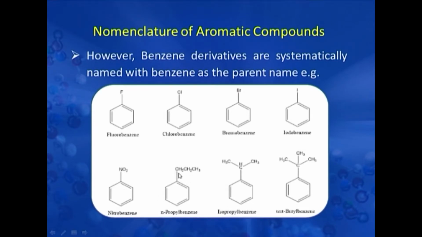Similarly, when an alkyl chain is present, for example a three carbon chain, we know propane, and if this is attached at the first carbon, we call it normal propyl. So, this is also called n-propyl benzene. And if benzene is attached to the second carbon of the propane, we call it isopropyl benzene. And if benzene is attached to the tertiary butyl group, we call it tertiary butyl benzene. Thus, the monosubstituted compounds are named in a non-systematic way.